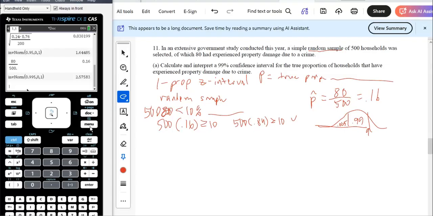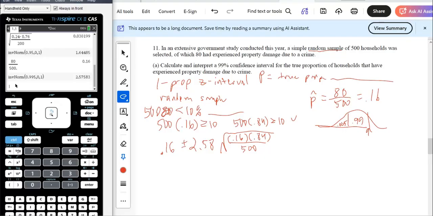I guess. So let's try to do our interval from scratch. So it would be 0.16 plus or minus 2.58 times the standard deviation, which is the square root of 0.16 times 0.84 over n, which is 500. So for fun, we're going to do this in our calculator and see if we get a reasonable answer.